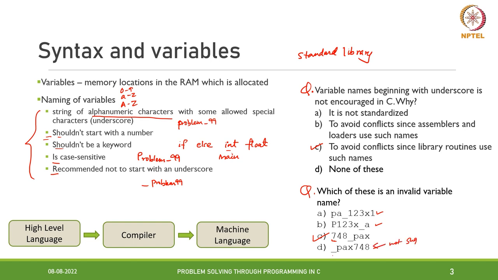So this is not suggested, but it's not invalid either. If you use this as a variable name, it will still not give you an error. But if you use 748 underscore PAX as the variable name, it will give you an error. So although option D is not recommended, it's not invalid either. I hope it's clear to everyone so far.